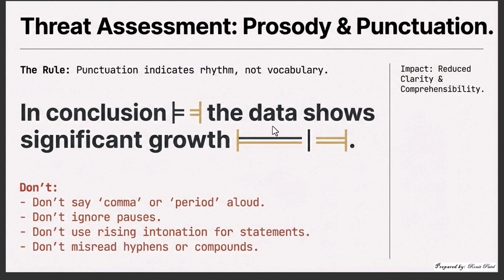Other common mistakes include ignoring pauses completely, using rising tone for normal statements, or misreading hyphenated or compound words. All of this makes speech sound unnatural and difficult to understand, which reduces both clarity and comprehensibility. So always remember, good pronunciation is musical, not mechanical. You are not reading symbols. You are producing meaningful spoken rhythm.